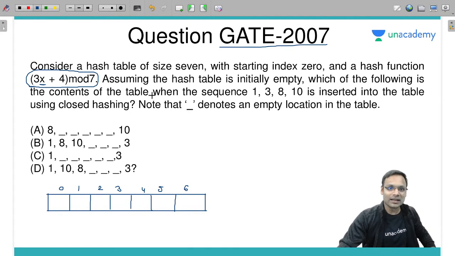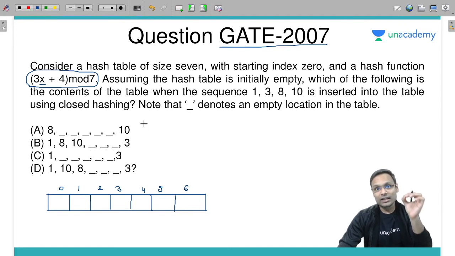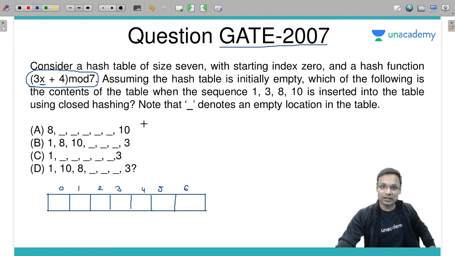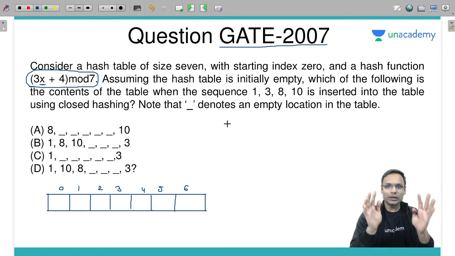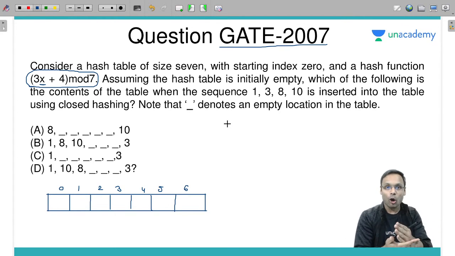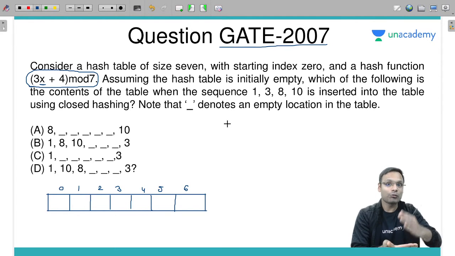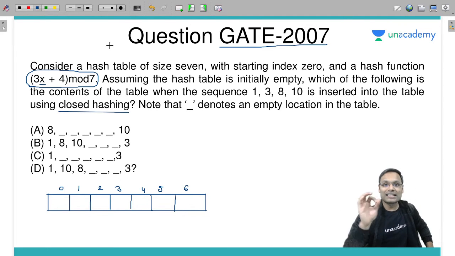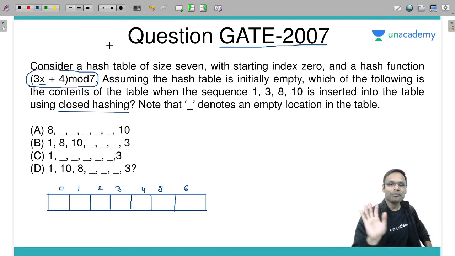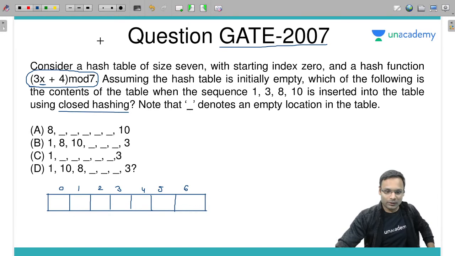Which of the following is the content of the table when the sequence 1, 3, 8, 10 is inserted into the table using closed hashing? Closed hashing means you can generate the next address, open addressing. Note that this denotes an empty location in the table. In this question there is no mention of linear probing or any other collision resolution technique. But as they have given closed hashing, we will consider linear probing as the default. If not given in the question, we will go with linear probing.